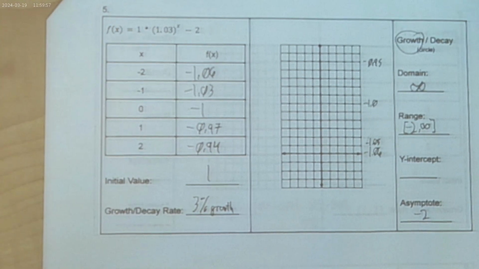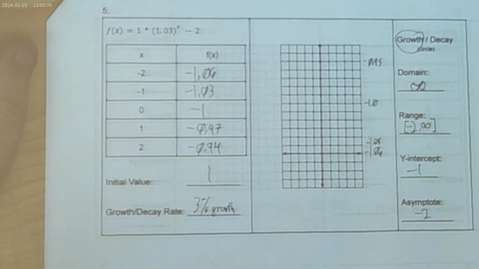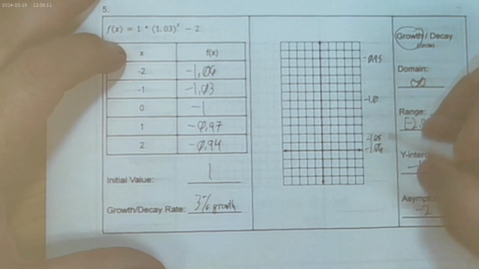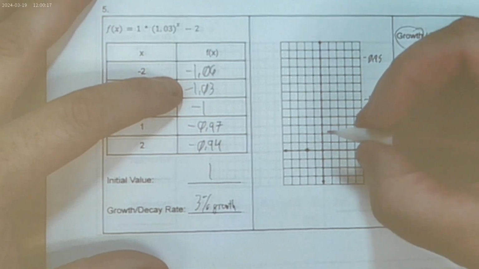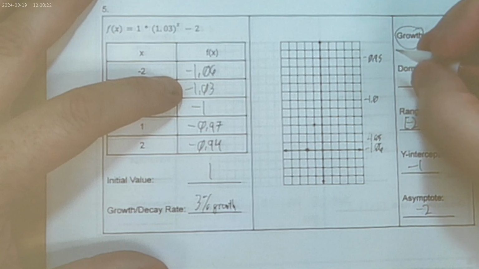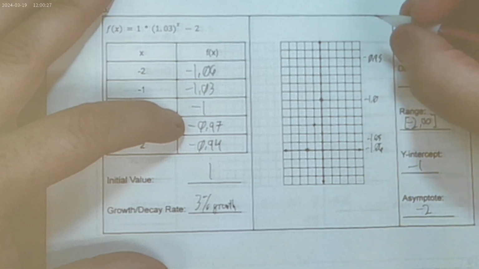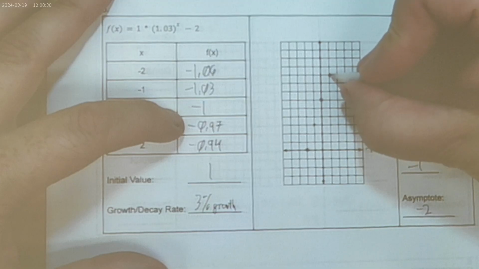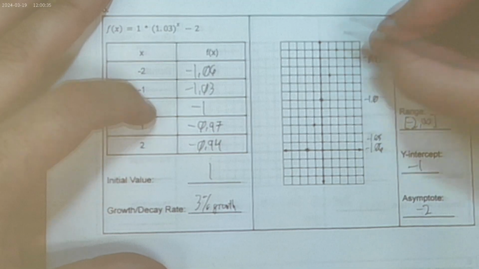And again, you can set your y scale to whatever you want in order to help make the problem more clear. But you need to be able to illustrate a general trend. So at negative 2, it equals negative 1.06. At negative 1, it's negative 1.03. At 0, it's negative 1. At 1, it's negative 0.97. And then at 2, it's negative 0.94. All right.